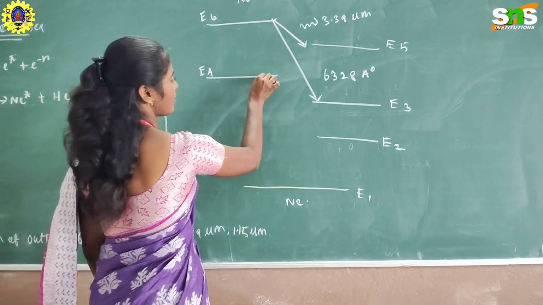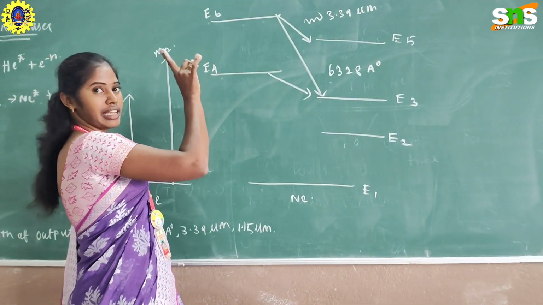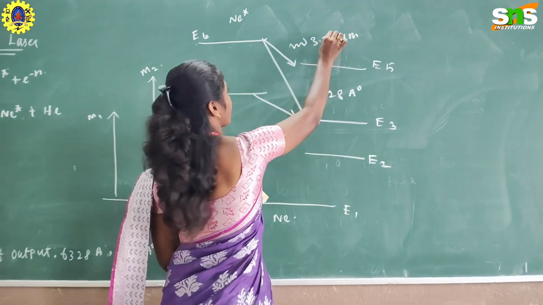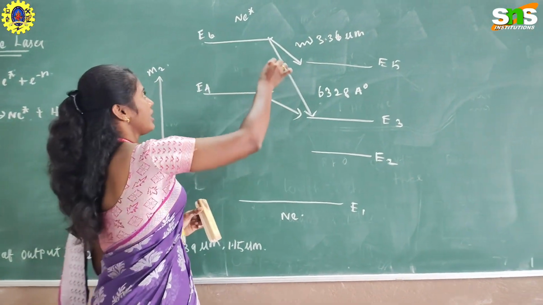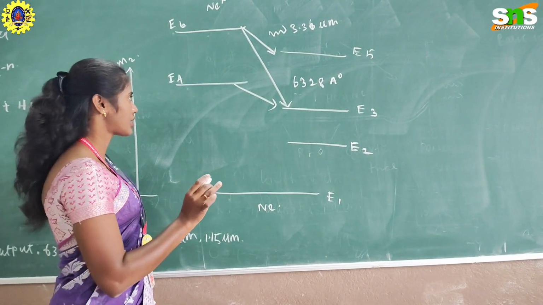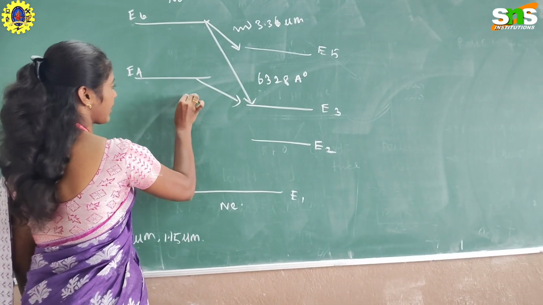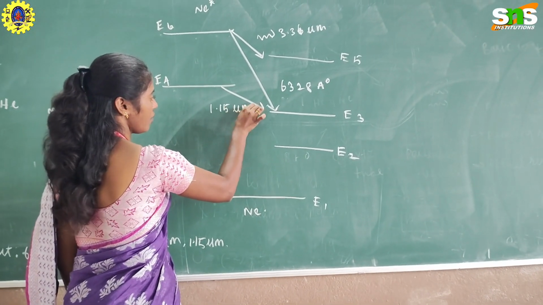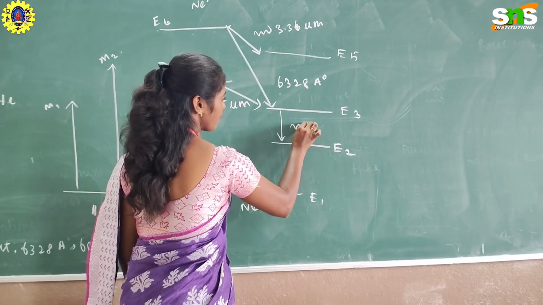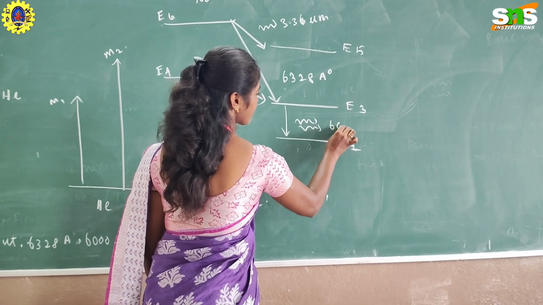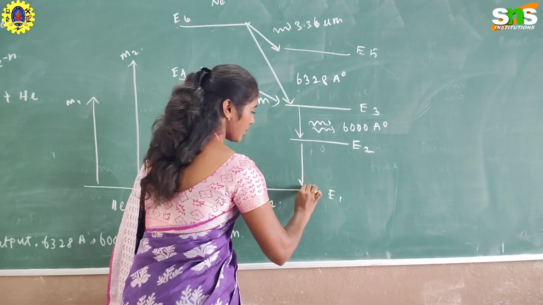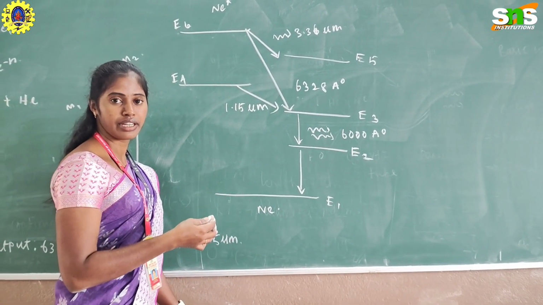So the first transition is E6 to E5, which emits 3.39 micrometer wavelength of light. Then E6 to E3 emits 6328 Angstrom wavelength of laser light. Then E4 to E3 emits 1.15 micrometer wavelength of light. Then E3 to E2 emits 6000 Angstrom wavelength of light. Then E2 to E1 is by the decollision method.